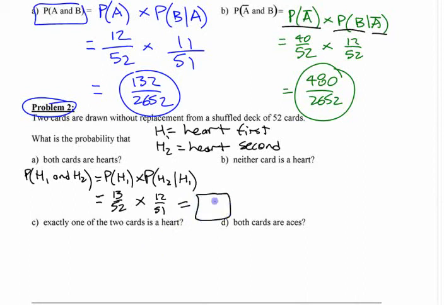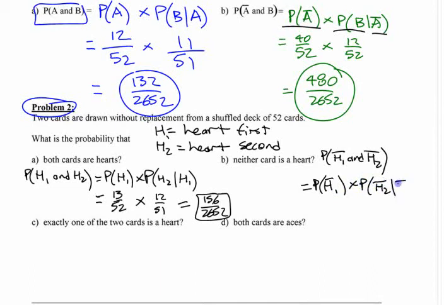Somebody got a number for that? I'm sure you can multiply those out for yourself. Neither card is a heart. What you want here is the probability of not getting a heart first and not getting a heart second. So what that's equal to is, again, the same thing, right? Chance of not getting a heart first times chance of not getting a heart second given you did not get a heart first.